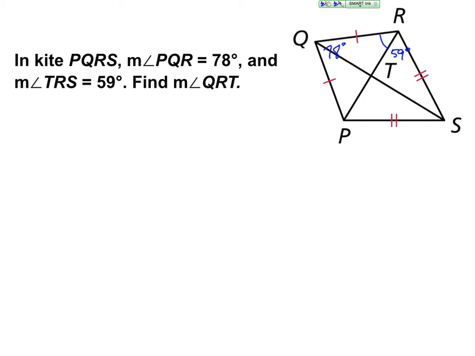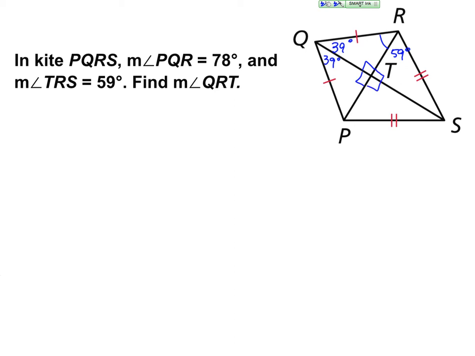Okay, there's an angle bisector where, Toby? Q. Okay, angle Q is bisected. Angle RQP is bisected. So half of 78 is 39. Does that help? Yes. Those are all right. Okay. Oh, so nothing. Yeah, it's 90.